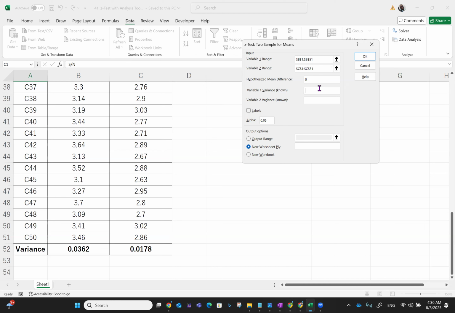Then variable one variance, we know that to be 0.0362. Okay, I guess we need to type it there. So that is 0.0362. Okay, that's variable one variance. Variable two variance, which is also known, is 0.0178. Okay, you can calculate it for sure. 0.0178, like that. Then, of course, the first rows, there are labels. Then the significance level is 0.05. I think it's called the significance level. That's alpha, right? Okay. And the output range, where do you want it to come?